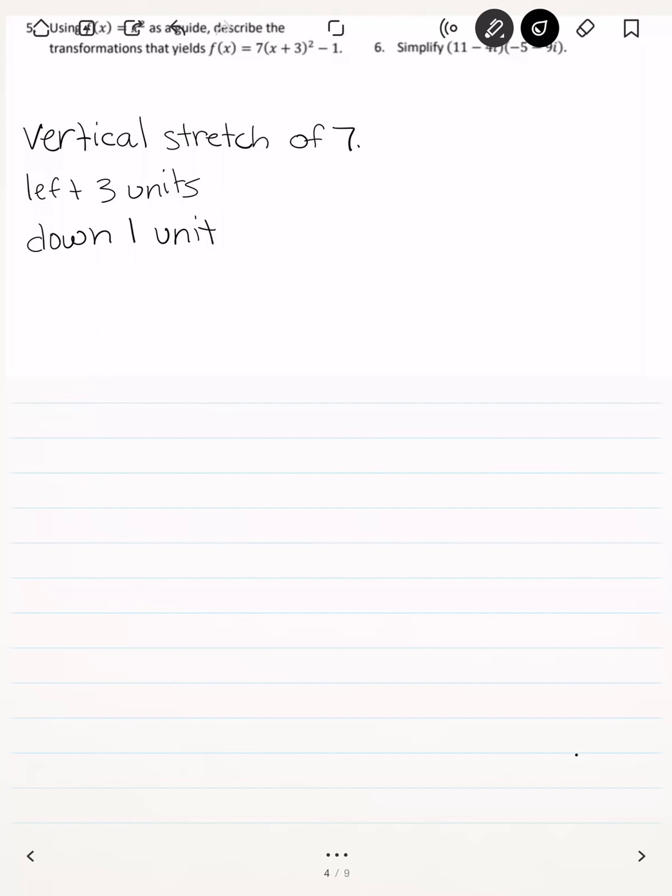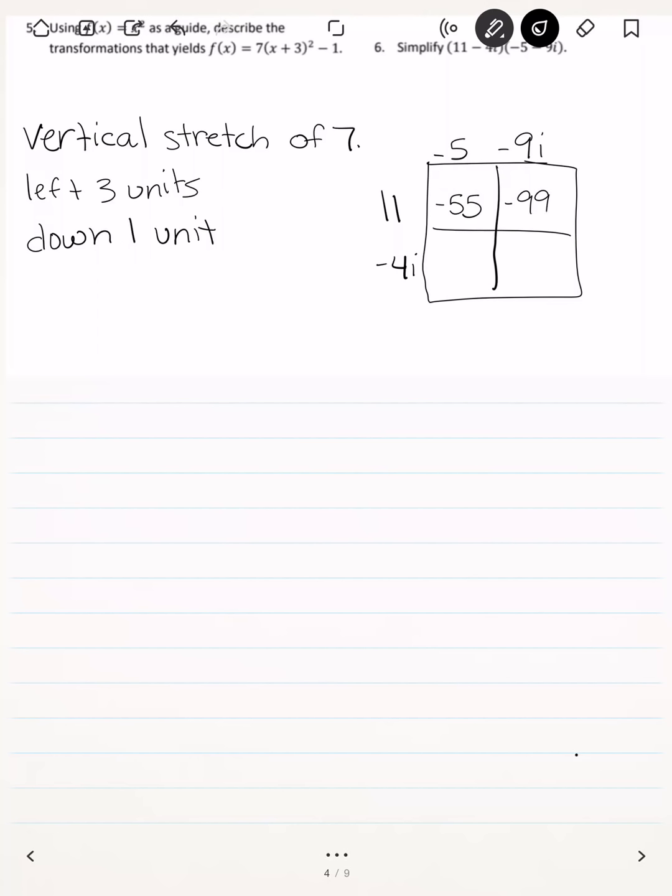Looking at number 6, it says simplify, and I'm multiplying. When I multiply, remember this is where I use the box to help me, or you can FOIL. I get the same thing. So I have 11 minus 4i, negative 5 minus 9i. I'm just going to multiply to fill in the boxes. So I get a negative 55, a negative 99i.